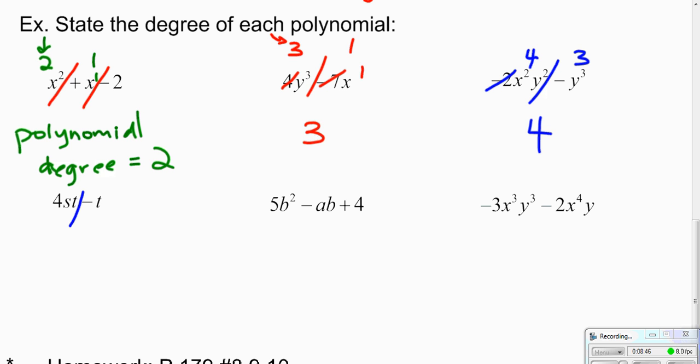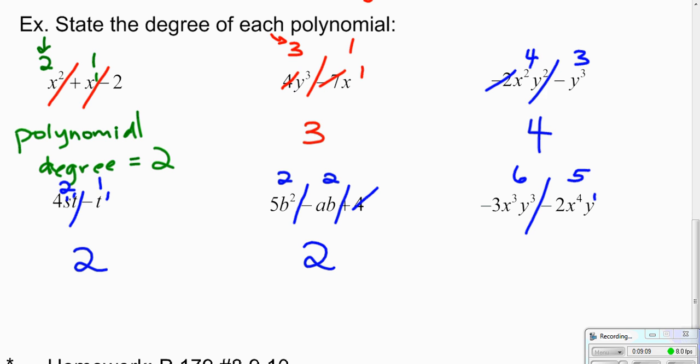Again, splitting into terms. We have a degree of 1 and 1, so we have a degree of 2 and a degree 1. So this polynomial is degree 2. We have a degree 2, we have a degree 2, and we don't worry about the constant. So this polynomial is degree 2. Lastly, 2 terms, we have a degree 6 and a degree 5. And so this polynomial is degree 6, because 6 is the highest term.